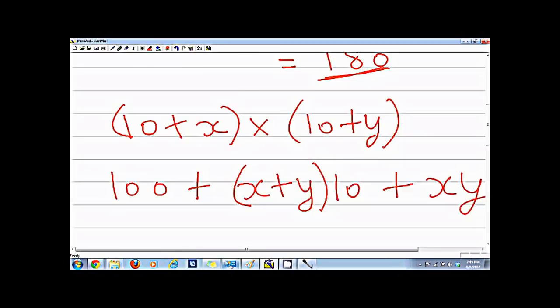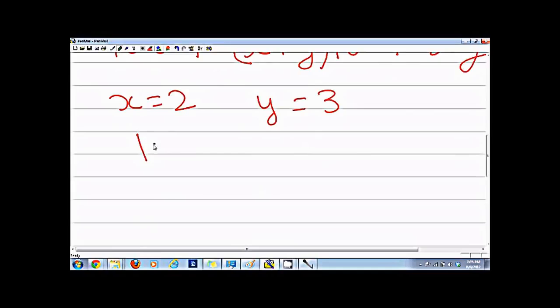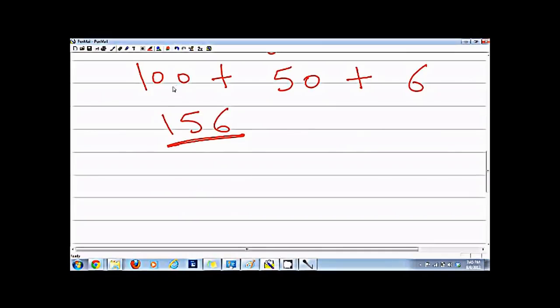So if you substitute your numbers, suppose x is 2 and y is equal to 3, then you get 100 plus 50 plus 6. So your answer is 156. This is what I have shown you before. The only difference is that instead of remembering this 0, you can just go by it very quickly if you remember that trick.